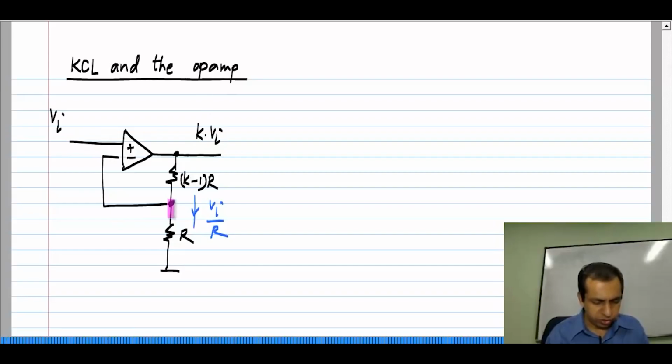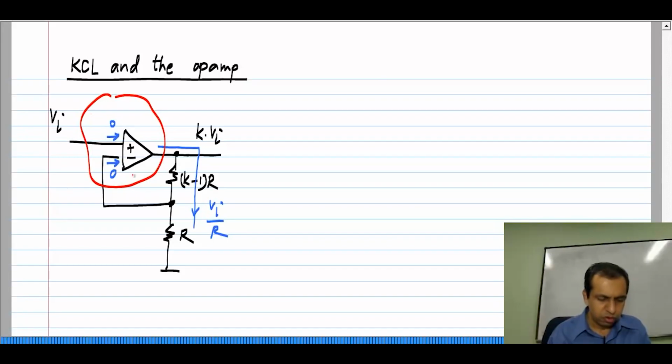Alternatively, Vi appears here also. So, the current through this is Vi by R, which also flows through that resistor. Okay. And obviously, this current comes out of the op amp. But the input of the op amp, both the inverting and non-inverting, draws zero current. Okay. The op amp draws no input current at all. So if I think of the op amp as a whole, we know that any closed surface should have the total current entering it or leaving it to be 0, and clearly here it is not 0.